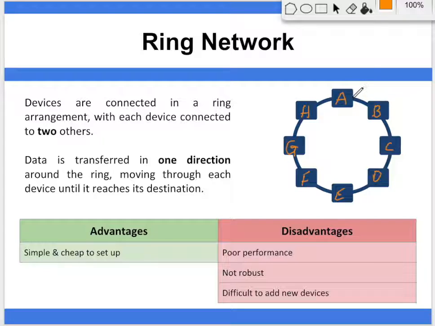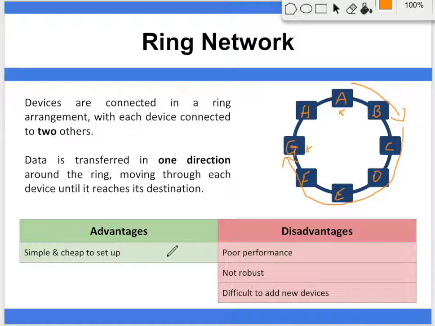Data is transmitted in one direction around the ring. So for the sense of this discussion, we're going to say it goes in a clockwise direction. And let's say I want to communicate from computer A with computer G. The network has to communicate the data all the way around the ring through all of the individual machines up to that point before the correct machine receives the data that it was intended for.